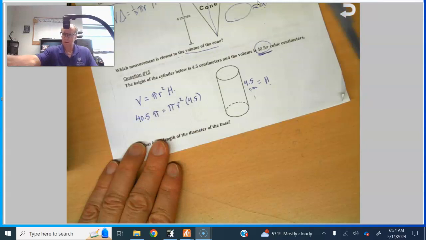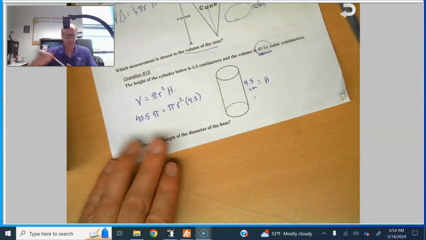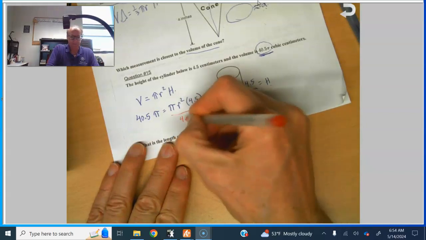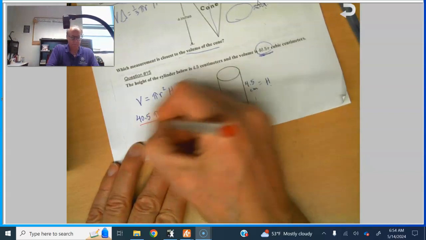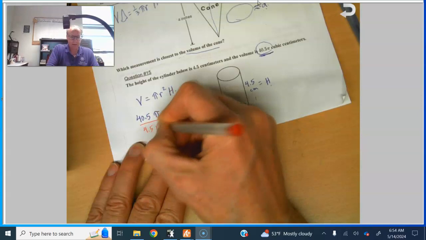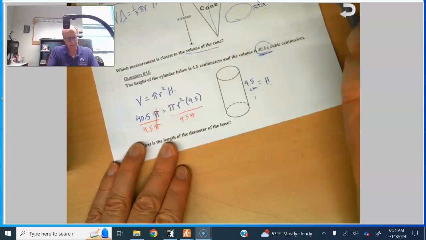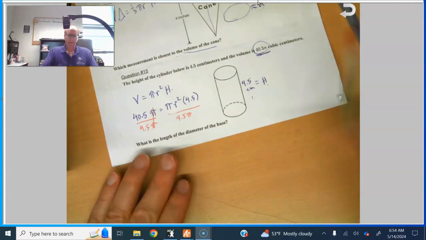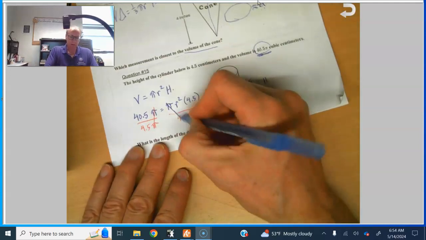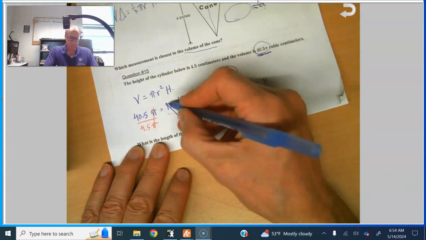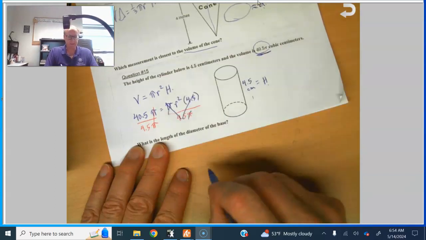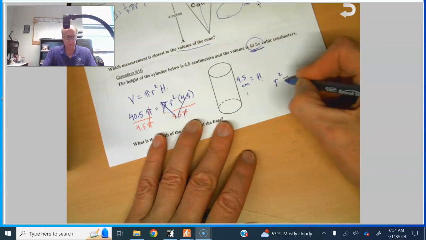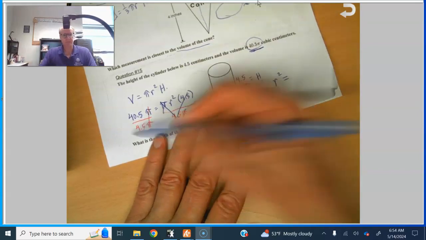So I'll put it in another color. Let me put it in red for you. I'm going to divide by 4.5 pi, divide by 4.5 pi, and the pi's cancel out, and I'm going to have 40.5 divided by 4.5. And that's going to give me, the 4.5 cancels and the pi's cancel, and it's going to give me radius squared is equal to 40.5 divided by 4.5.